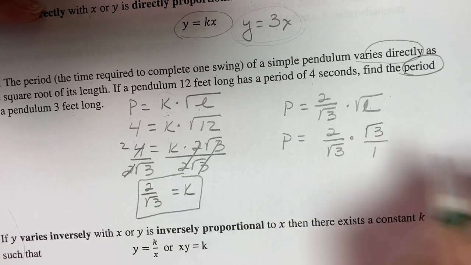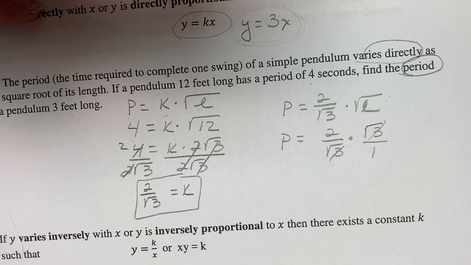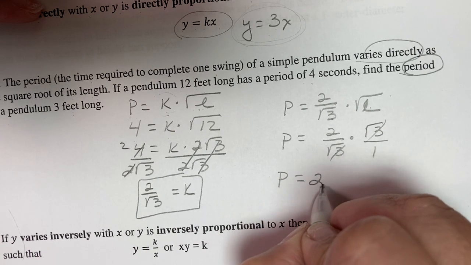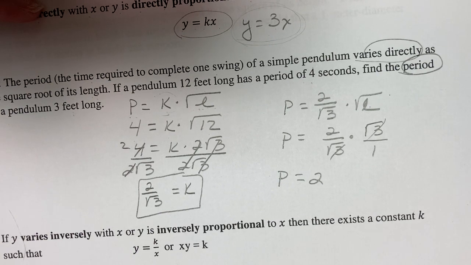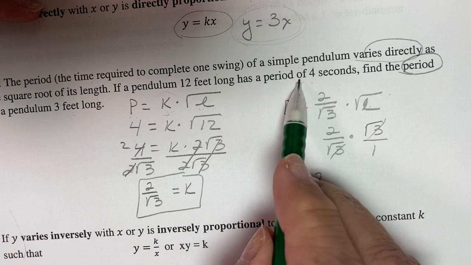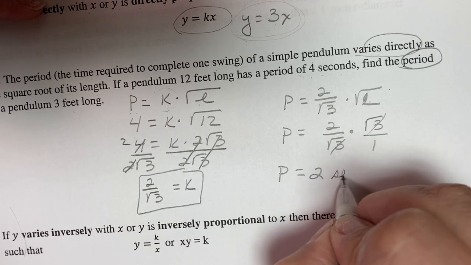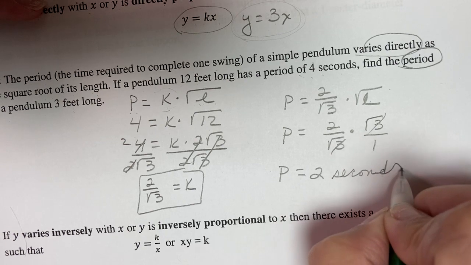Well, if I multiply these, what happens? The root 3's cancel, so the period is 2. 2 what? It says period of 4 seconds, so it was in units of seconds, so that means it's going to be 2 seconds.